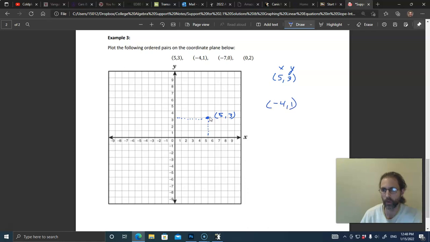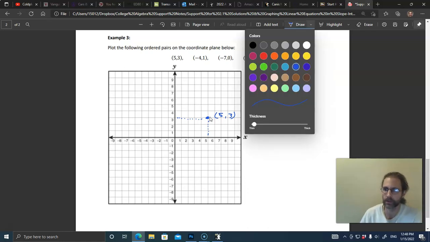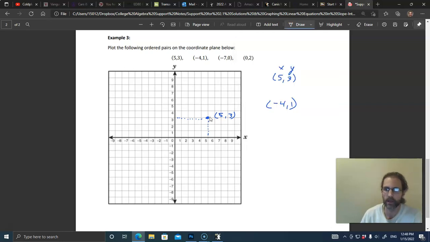Negative 4 comma 1. So again, let me get a different color for this one. You'd start right here in the middle. Since the x is negative, we go to the left 4. So you go to the left 1, 2, 3, 4. And then the y is positive 1, so we go up 1 and we stop. And that's where we plot our point, and that is negative 4 comma 1.